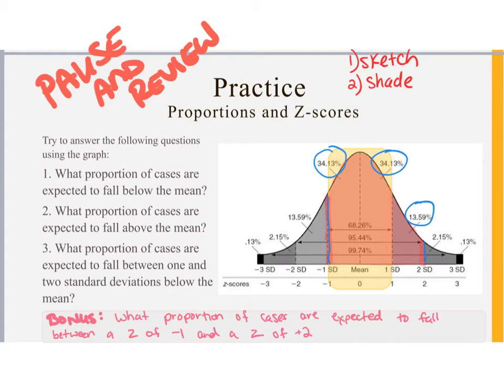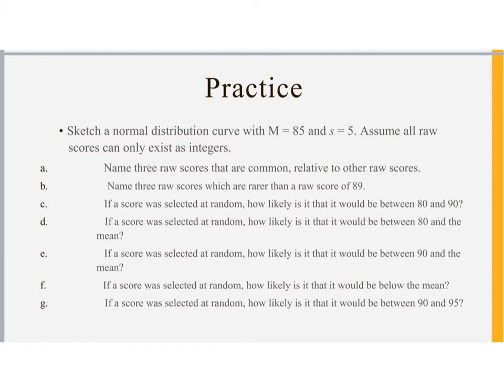The area from -1 to the mean is identified as 34.13%. The area from the mean to +1 is another 34.13%, and the area from 1 to 2 is 13.59%. So I can add these three areas to get the total percent that falls from -1 to 2. And I find that about 81.85% of scores fall between a score of -1 to +2 if we're using z-scores. Now it's your turn to try it.